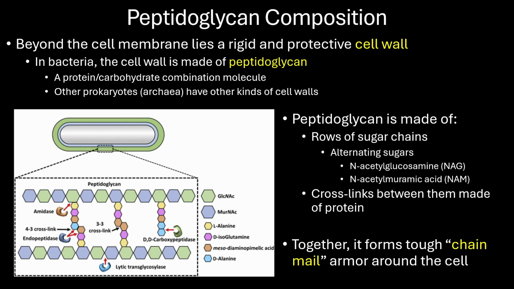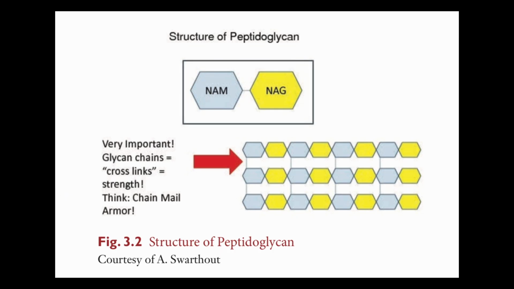And then special proteins link up these different rows of carbohydrates. So they form what we call crosslinks between these chains of carbohydrates that are made of protein. Together, this is kind of like an interlocking chainmail, like an armor that encapsulates the entire cell and gives it both structure and protection. This is another view of what that looks like here, so remember that they are alternating like this, okay?